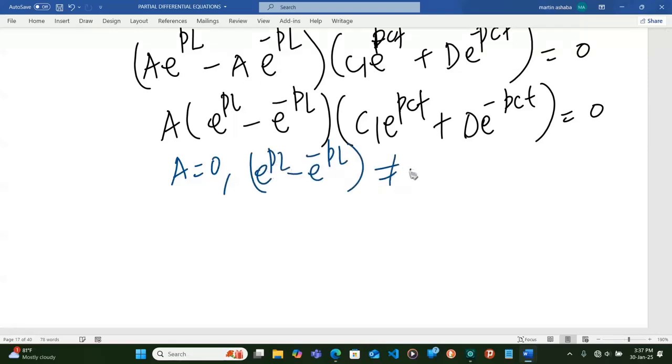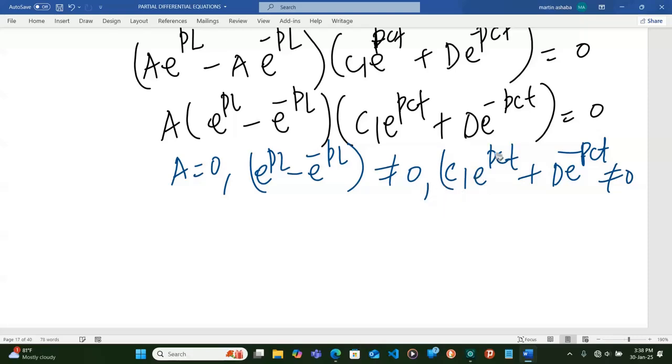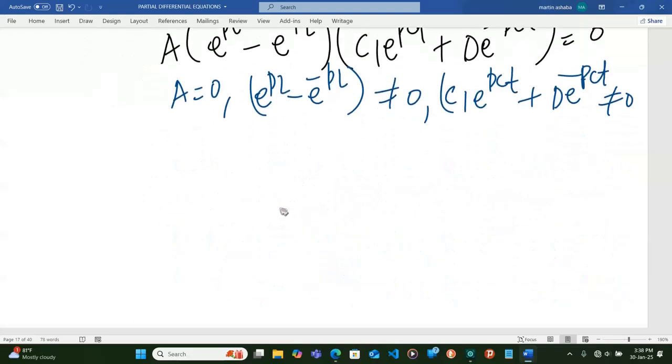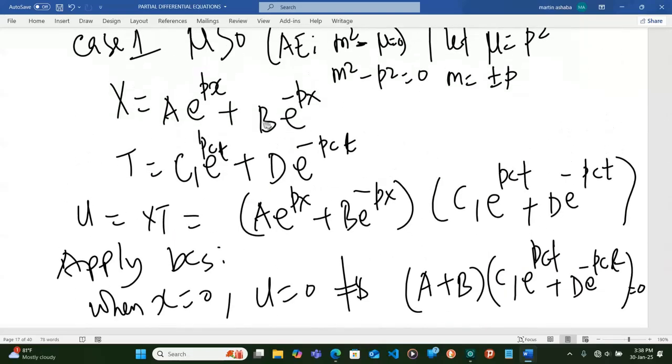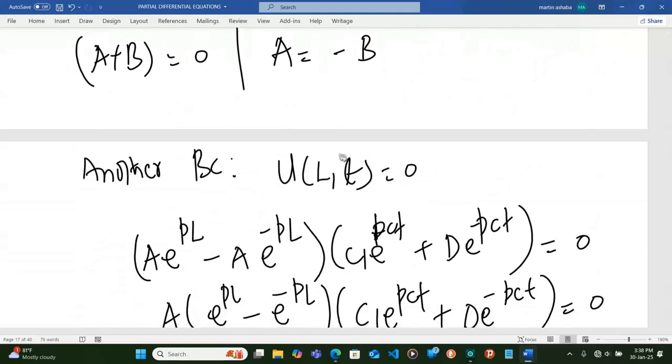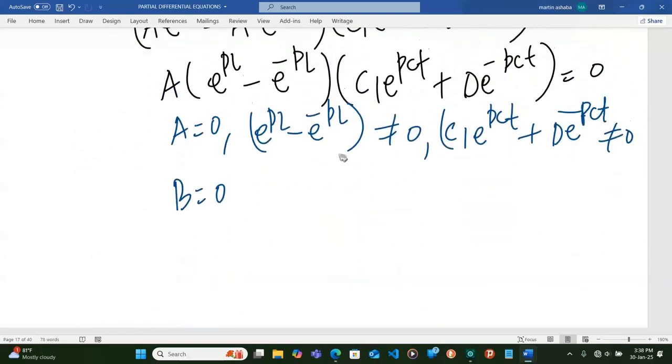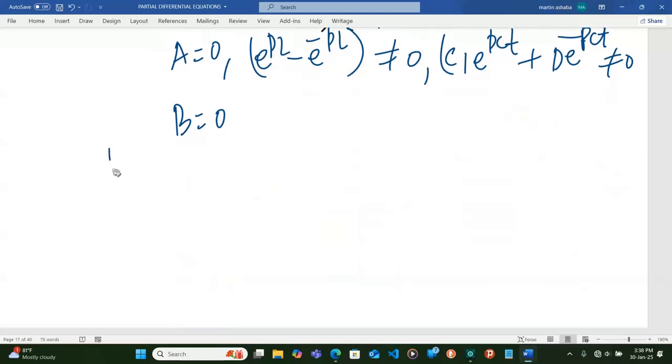Let us assume that this is not equal to 0, and for it to hold, this must also not equal 0. So C1 exponential PCT plus D exponential negative PCT is also not equal to 0. Okay, so if it is not equal to 0, but A is equal to 0, that means our B is equal to 0, which leaves us with a 0 answer.